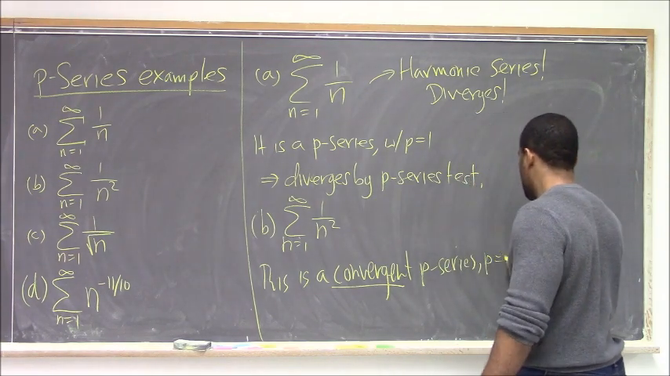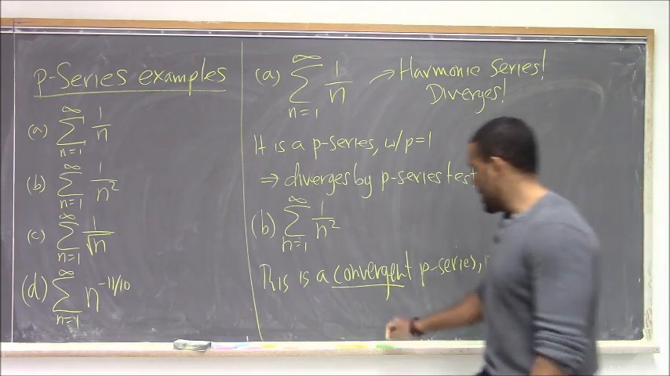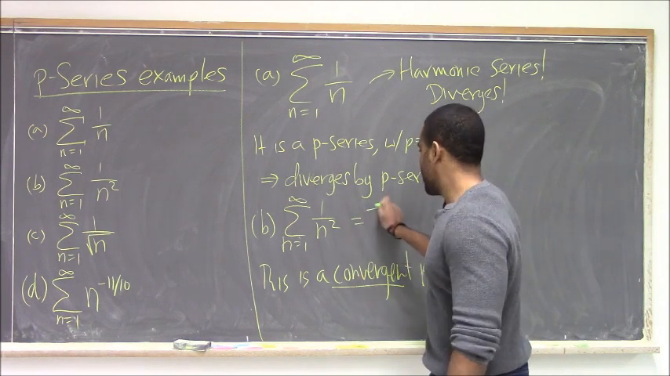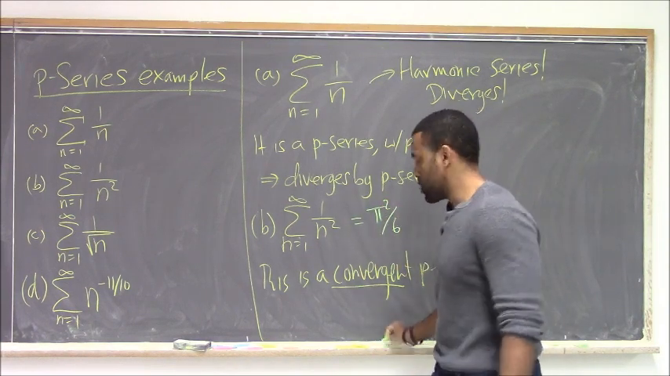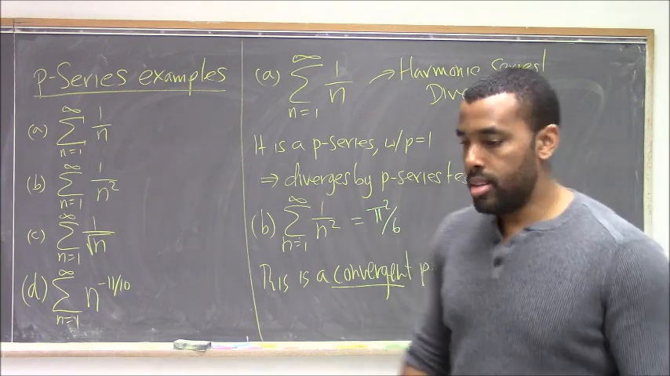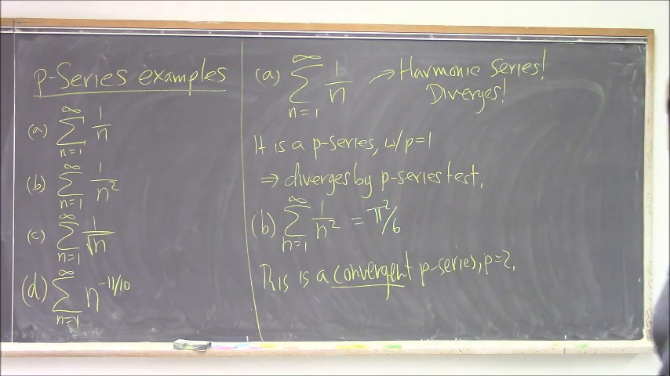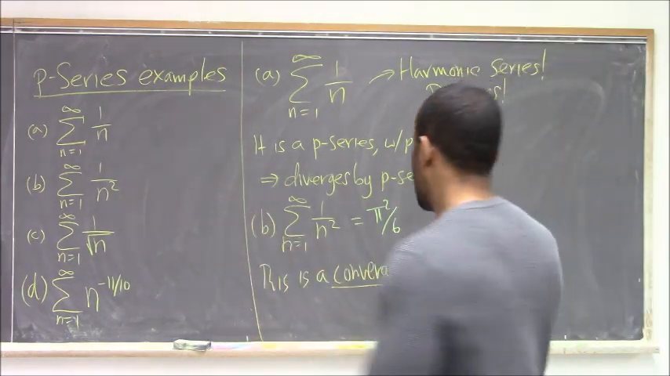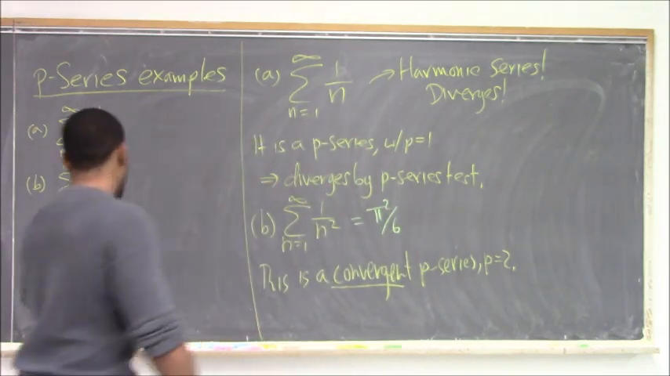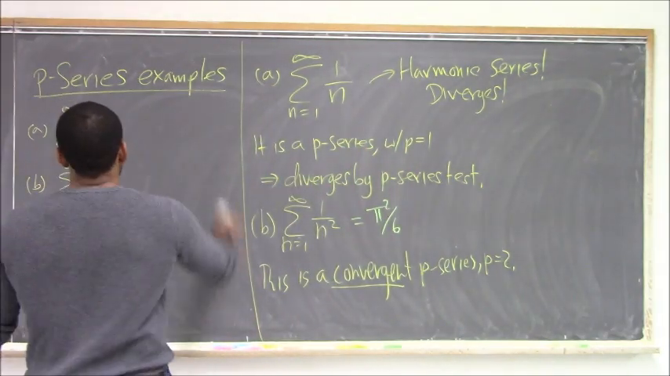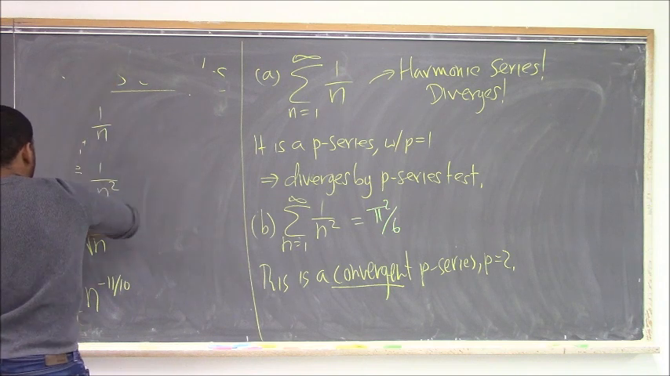P equals 2. In fact, we know what the answer is here. You don't really need to know, but just for fun, I mentioned that this was pi squared over 6. And yeah, that's pi squared over 6. Okay. Let's do the 1 over radical n.